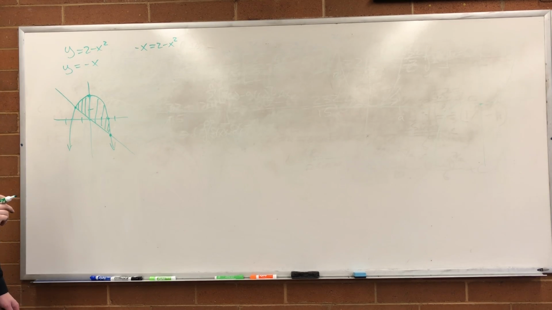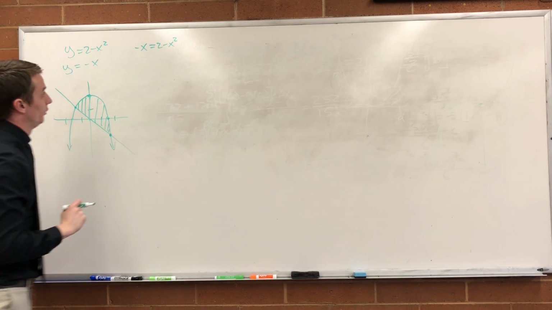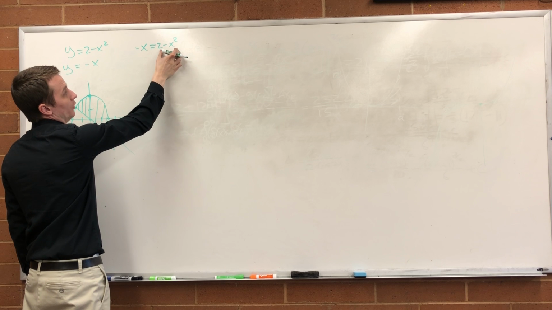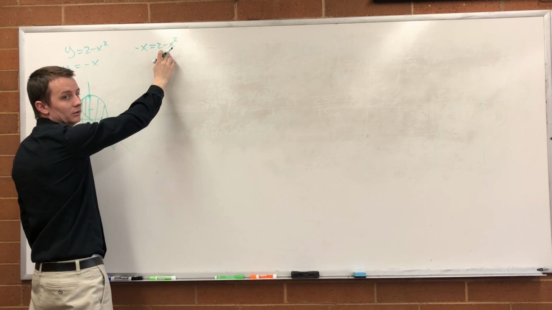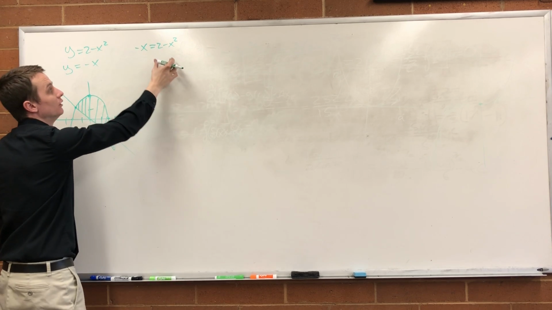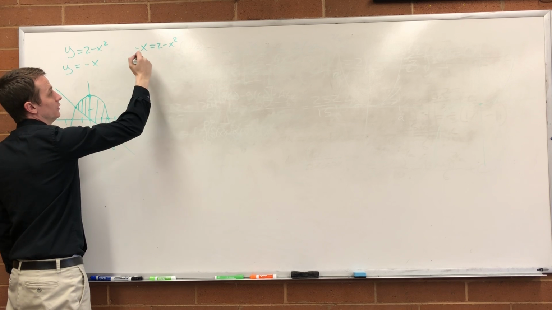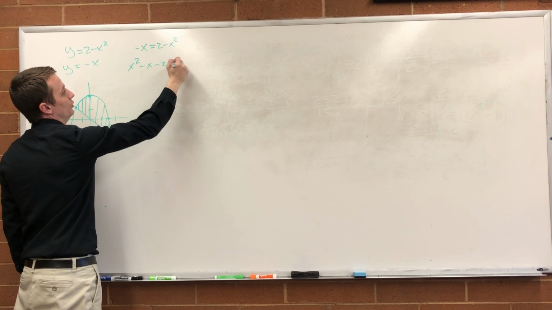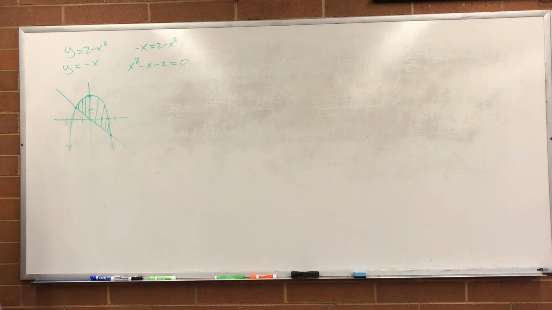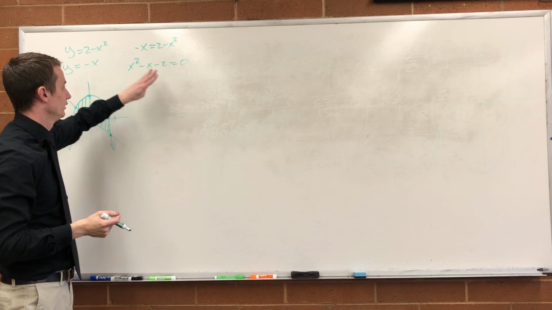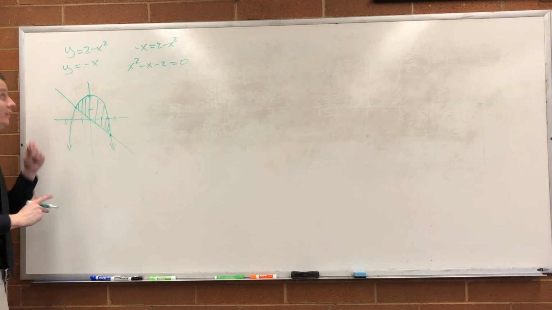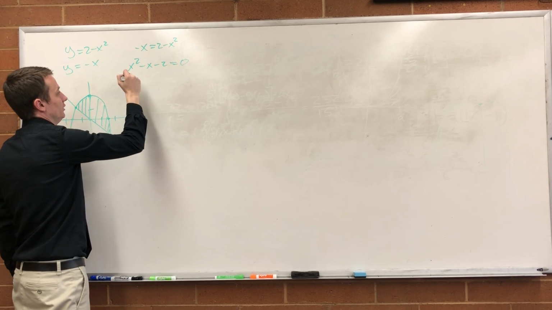I want to know where negative x is equal to 2 minus x squared. So in other words, I'm going to move these terms over here and just leave a 0 over here. Why not leave it 2? Because it's easier to factor. x squared minus x minus 2 equal to 0. You always write it like you just have 0 over there, because worst case scenario, now I can use a quadratic equation. But this one's easy enough to factor.